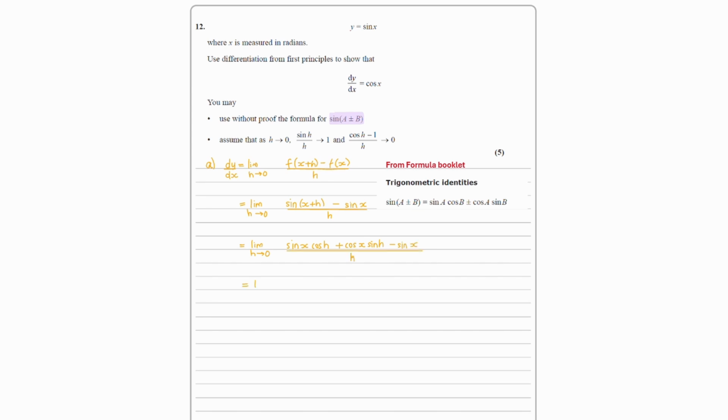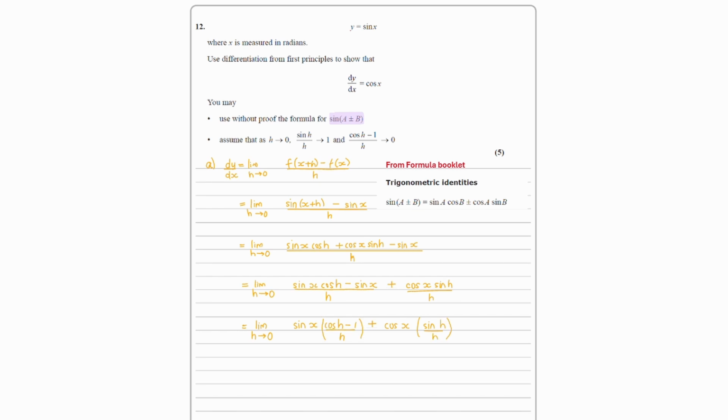We can now write this such that all the sine x values are written as a single fraction, and all the cosine x values are also written as a single fraction. So we can write this as sine x cosine h, take away sine x over h, plus cosine x sine h over h. In the first term, we can now factorize the sine x to give us sine x brackets cosine h minus 1 over h, and in the second term we can factorize cosine x to give us plus cosine x brackets sine h over h.